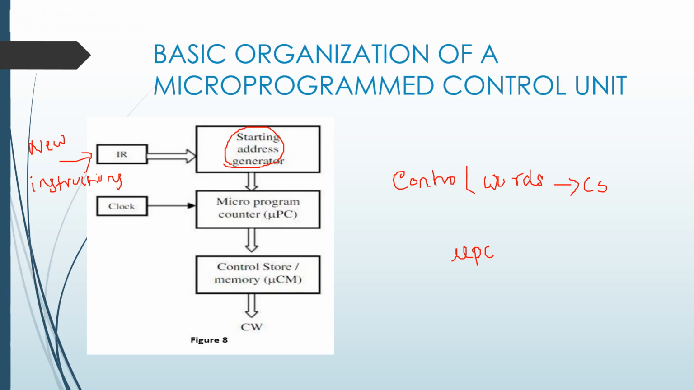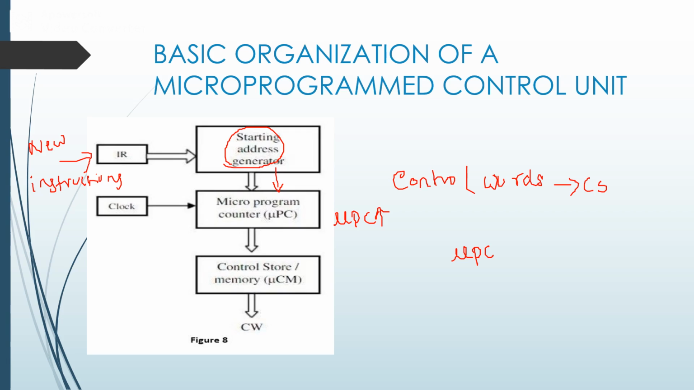The output of the starting address generator gives the input to the MuPC. Then MuPC is automatically incremented for each successive instruction fetch, in order to fetch the next successive instruction. Hence, the control signals are delivered to various parts of the processor in the correct sequence.